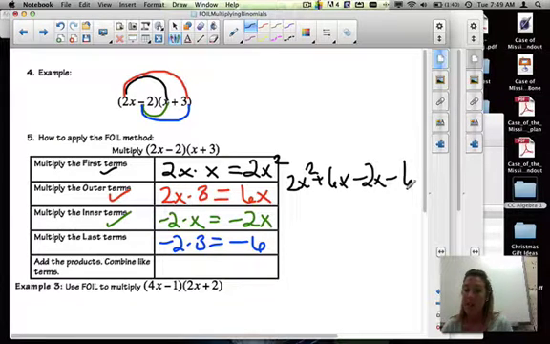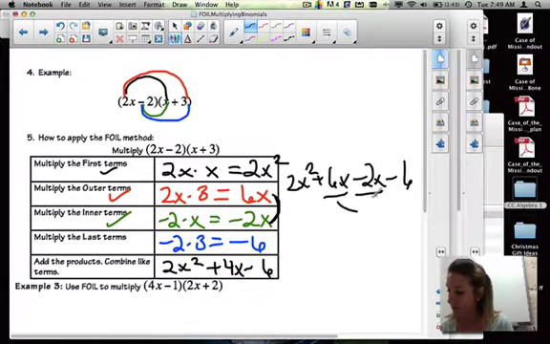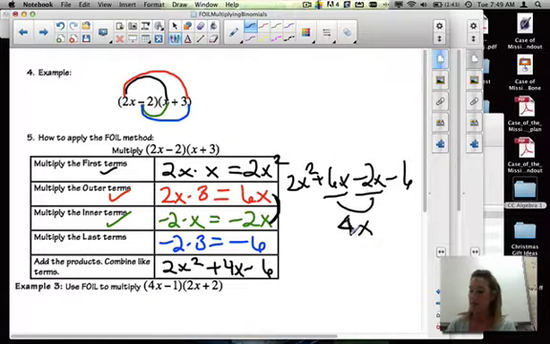When we were adding and subtracting polynomials, you can only combine like terms. So I am going to underline my like terms, which happen to be these middle two terms, and those are the only two that I can combine. So my final answer would be 2x squared plus 4x minus 6. So that middle two terms, 6x minus 2x is 4x.